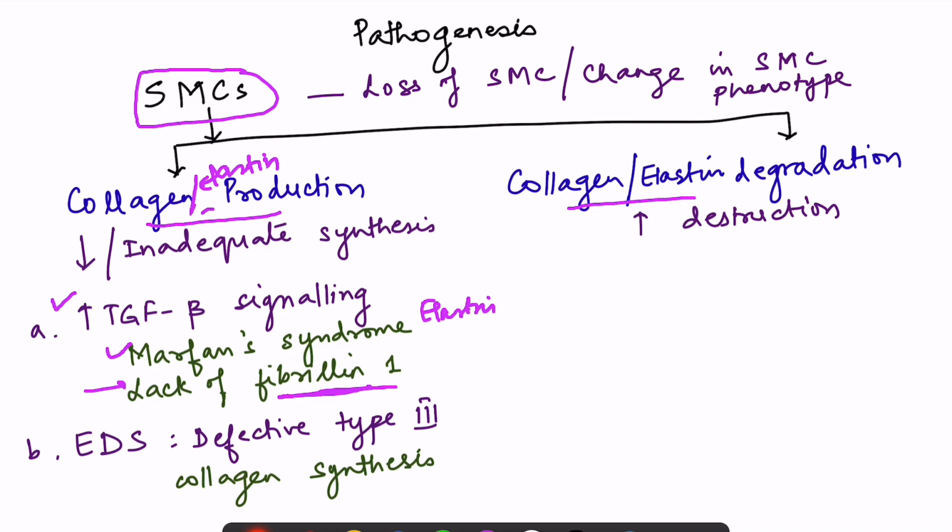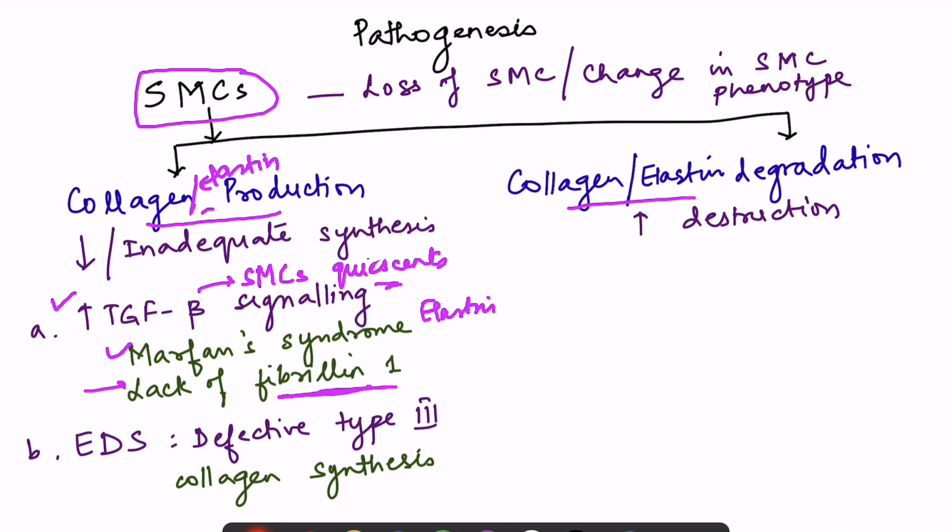And TGF-beta signaling, actually why I have written it, is because this TGF-beta keeps the smooth muscle cells quiescent. Smooth muscle cells are quiescent. That means they are not going to produce collagen and elastin. So if there is increase in TGF-beta signaling, then it will lead to decreased collagen production.